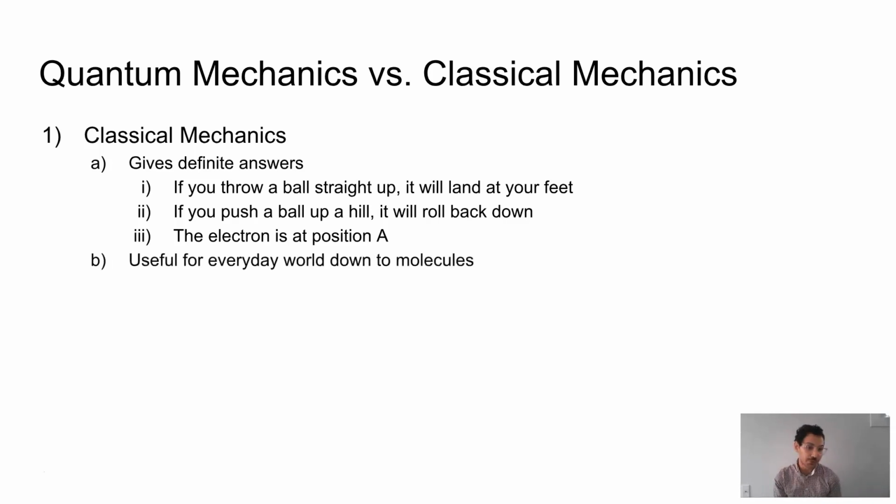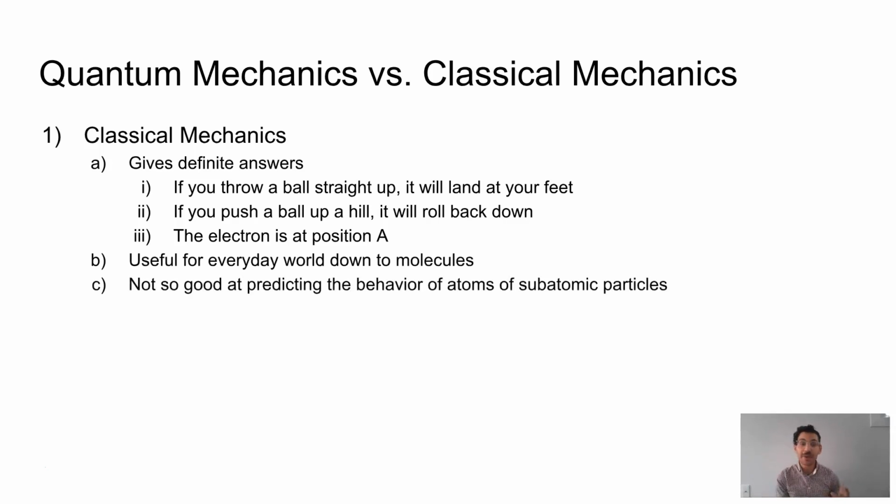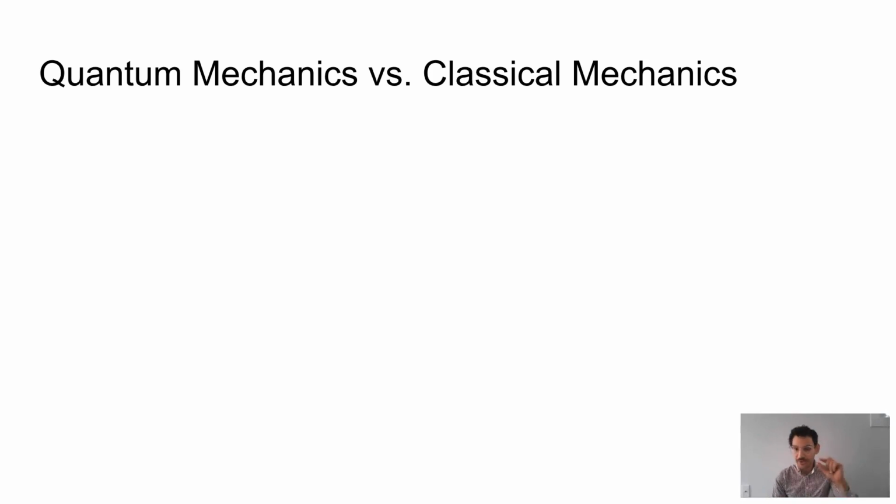So it's useful for the everyday world, down to even how molecules behave. It's very great for doing lots of calculations, but it's really not good for describing the behavior of atoms or even subatomic particles, more specifically very tiny subatomic particles like electrons, which are very little. The smaller things are, the more useful quantum mechanics is.